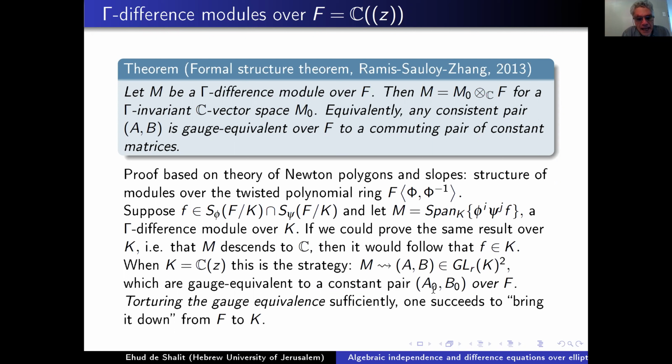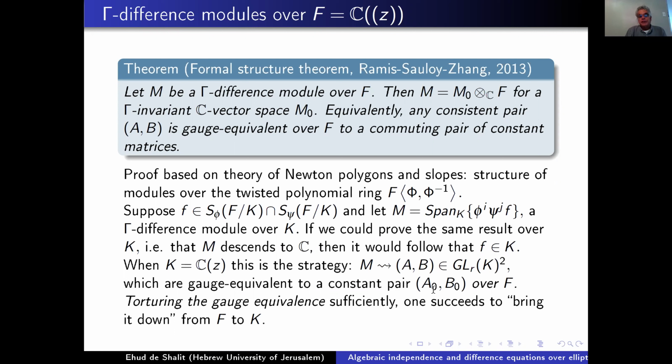And it would be very nice, or very simple, if we could prove the same result over K, not over the completion F. Because then it would follow easily, if the module descended to C, that F belonged to K. And when K is the field of rational functions, this is in fact the strategy of Schäfke and Singer. You start with M, you introduce coordinates, you get a pair of consistent matrices whose entries are rational functions.